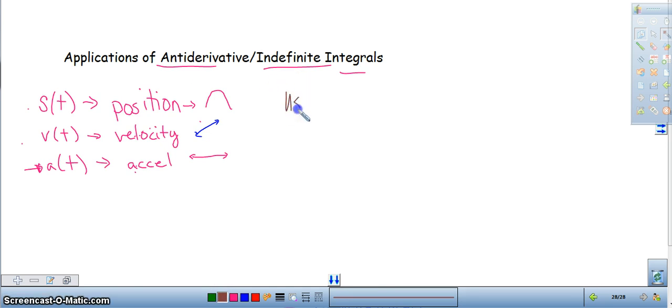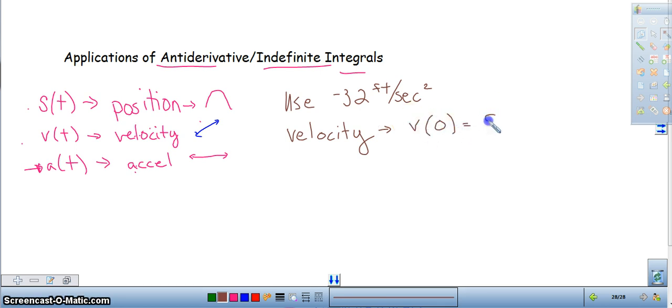Let's use negative 32 feet per second squared for our acceleration, because that's one we've used before. Say I want to know the velocity of a ball that I threw, and I know that my acceleration due to gravity is negative 32 feet per second squared. And I know that the velocity at time 0 is 50 feet per second. So basically that's the initial velocity, right? At time 0, that would be the initial velocity. I'm just using 0 to get easy numbers.